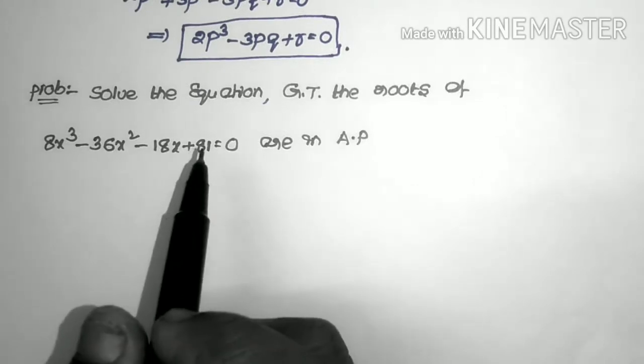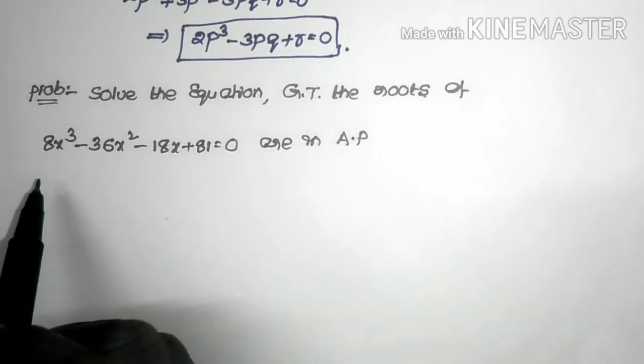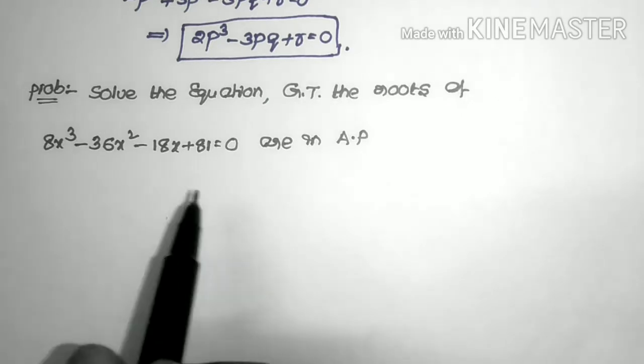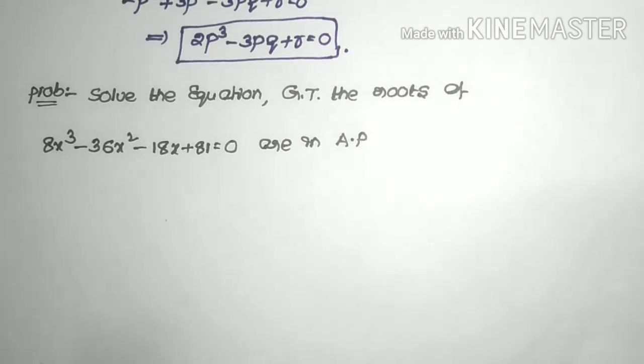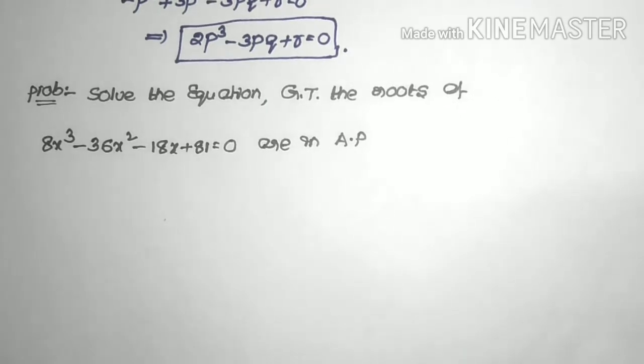Next problem: solve the equation 8x cube minus 36x square minus 18x plus 81 equal to 0, given that the roots are in AP. So same procedure. What is the difference between the last problem and this problem?